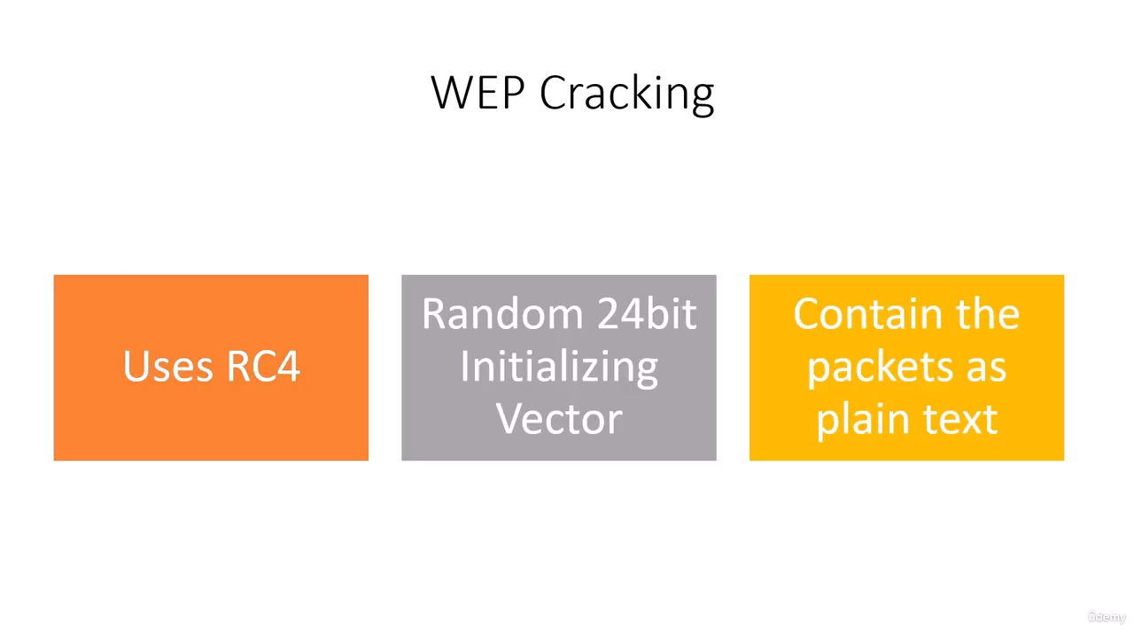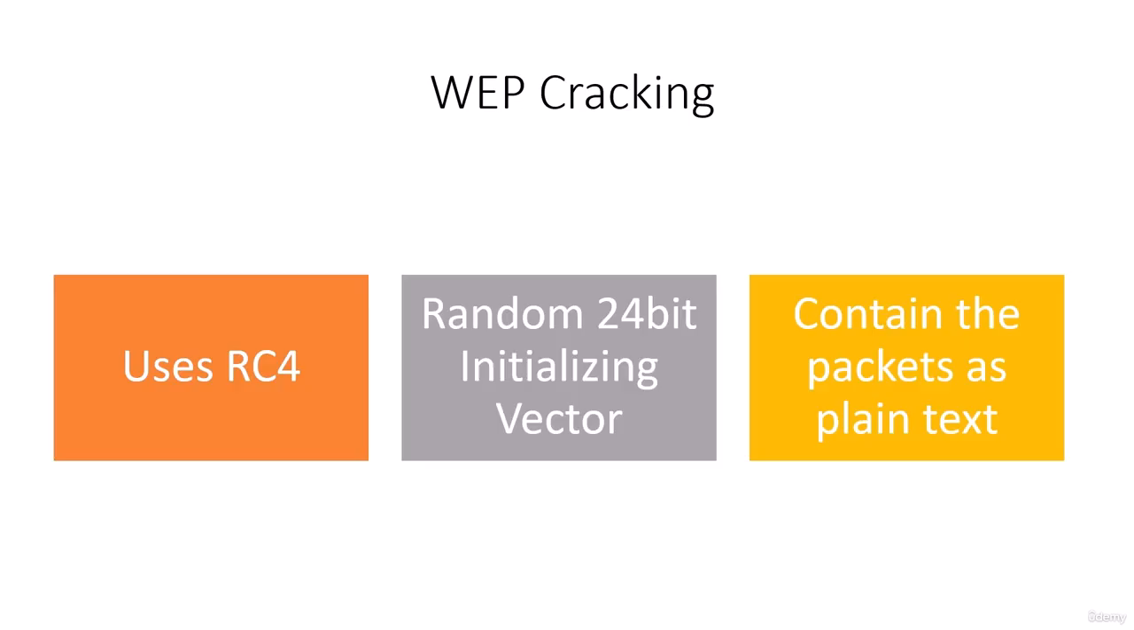Once we have two packets that have the same initialization vector, we can use a statistical attack to determine the key stream, and after that determine the WEP key. So from the above we know that the more IVs, or initialization vectors, that we collect, the more likely that we will successfully crack the WEP key.